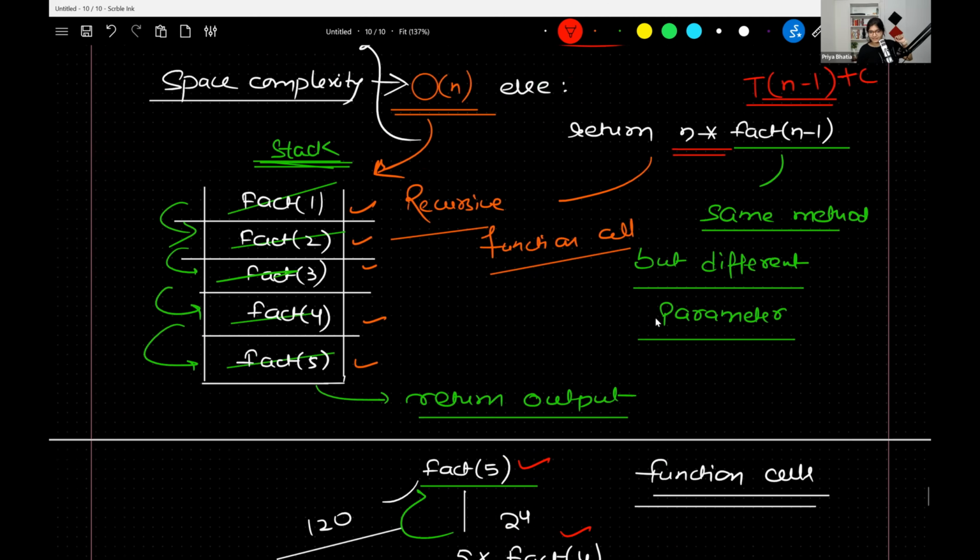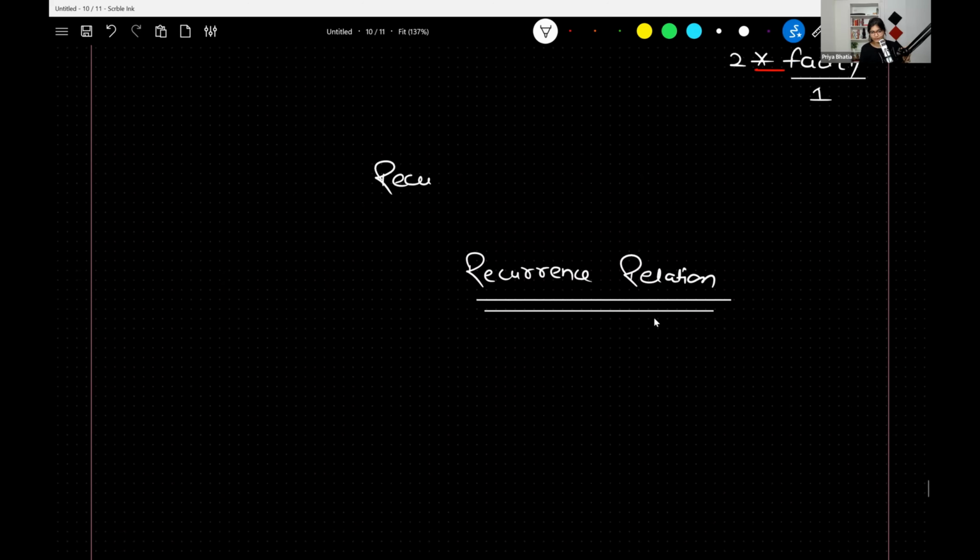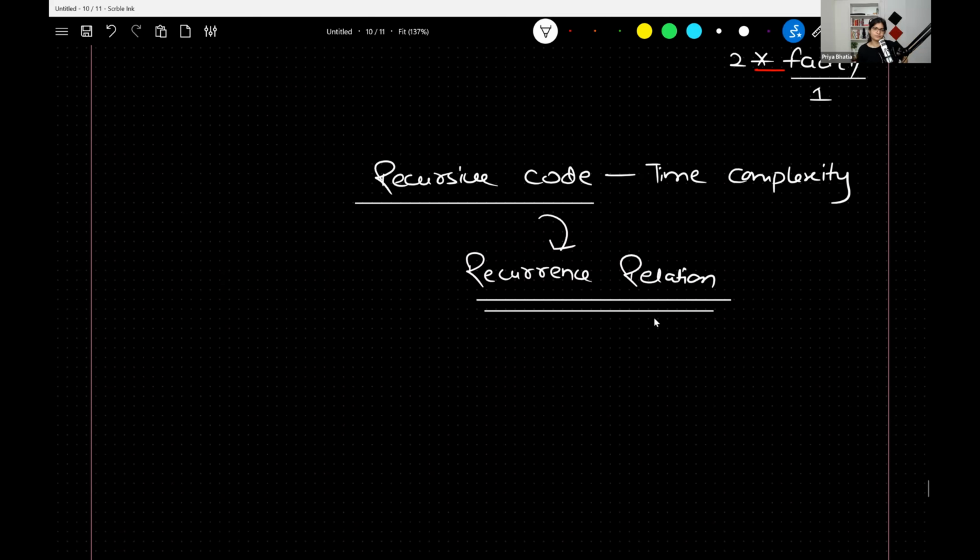This is something which we call a recurrence relation, which I will have to talk about in great detail in the upcoming sessions. Today we're talking in a much briefer context. What is the recurrence relation? For every recursive code, in order to find out the time complexity, first of all, you need to compute the recurrence relation of that particular code. How will you evaluate that? Just now I have shown you.